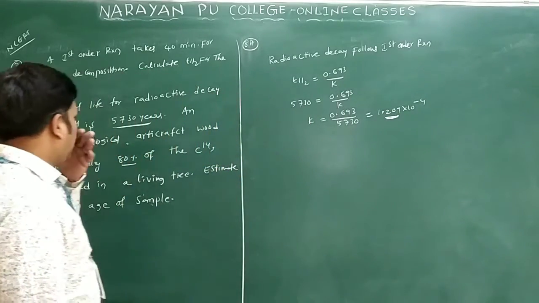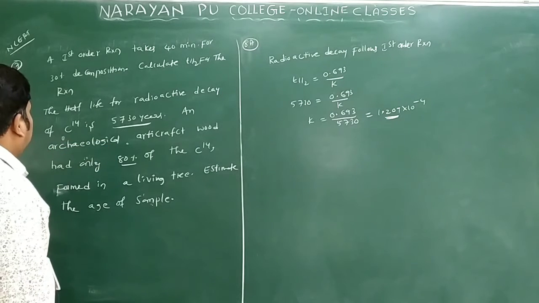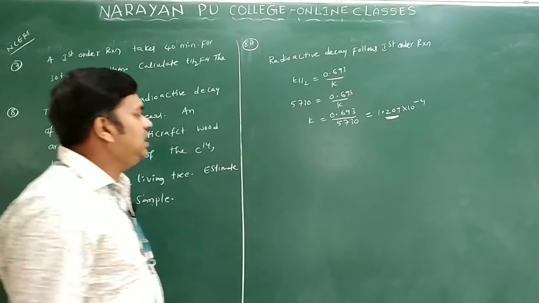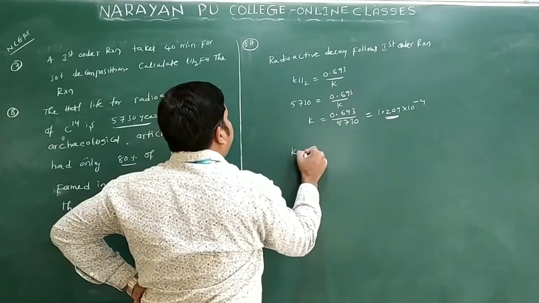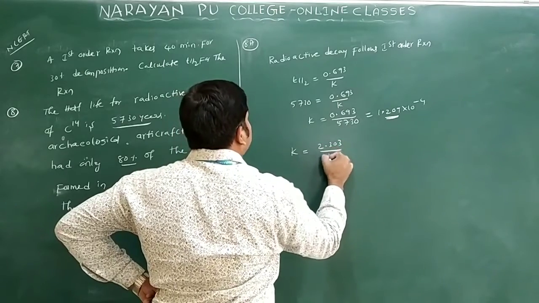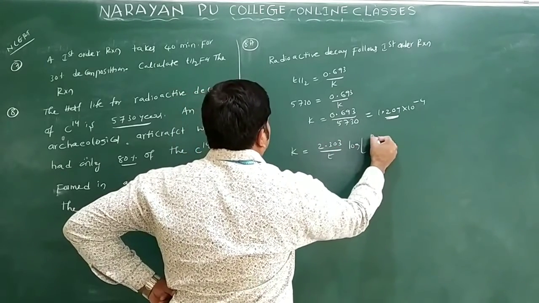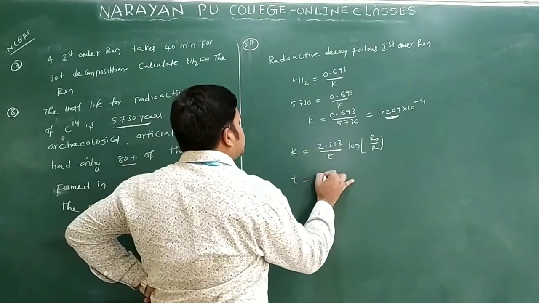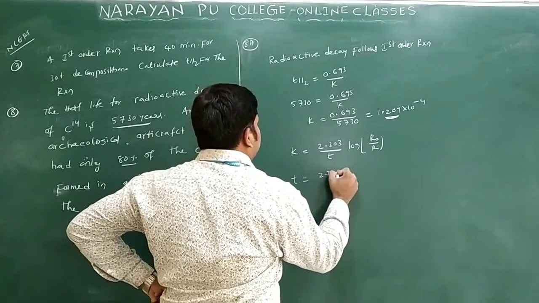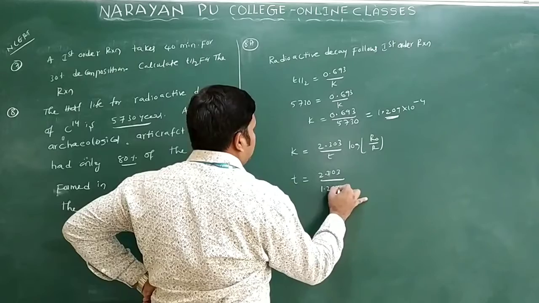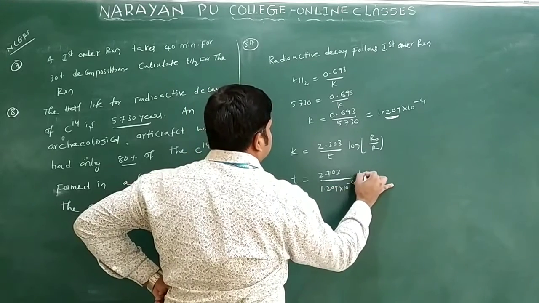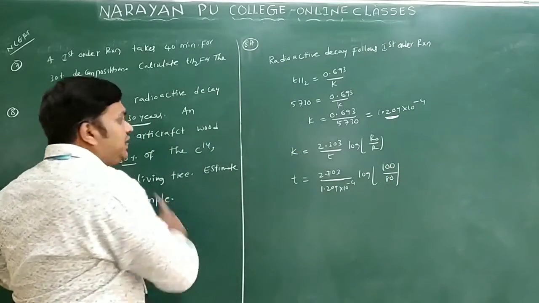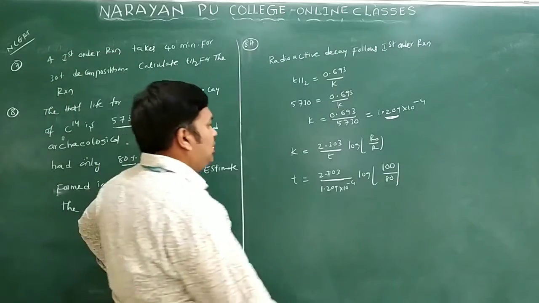Now what do they ask here? An archaeological artifact would have only 80% of the C14. Only 80% is there. Clear? Now for a first order reaction, K is equal to 2.303 by t into log R naught by R. Now I want to find the time. t is equal to 2.303 by the K value, 1.209 into 10 power minus 4, into log. Initially we have 100, and how much is left in the reaction? Only 80%. Now we cancel the 0 and 0.